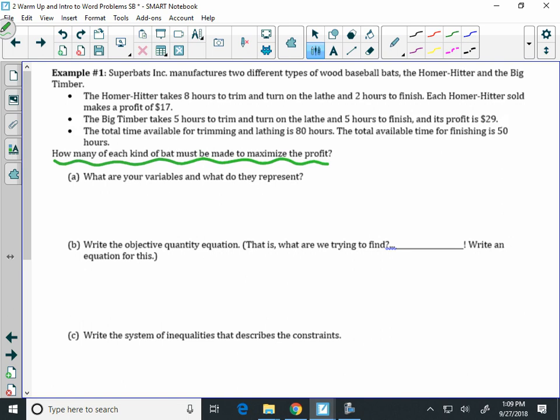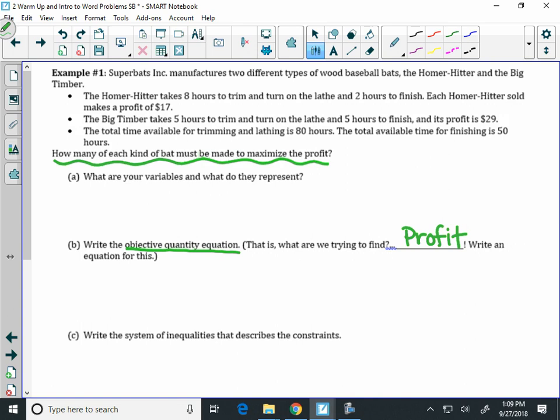Our first thing that we go to when we do these kind of problems is looking at the money. Where's the money taking you? Well, money is about profit. So we're going to jump down to part B here, because I always start with this. It's called the objective quantity equation. That objective quantity is what your end game is. What is your goal? Well, our goal is to find the profit. I want to know how much money these bats make me, because then I know how many I have to produce, how many I actually have to manufacture. So we are going to start with talking about profit.